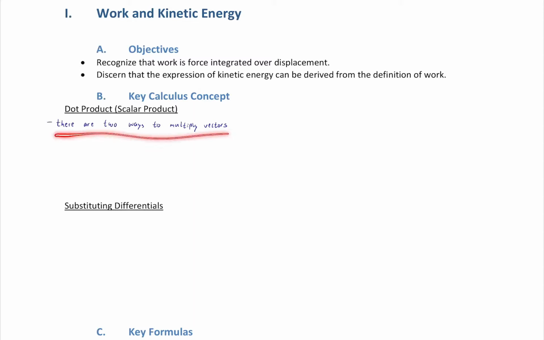So, big idea, there are two ways to multiply vectors. You either multiply vectors and get another vector, or you multiply vectors and get a scalar. We're obviously talking about the second way, called the dot product. We will talk about the other form of vector multiplication in a later handout. All right? So one way to multiply vectors gives a result that is a scalar. All right, that is called the dot product.